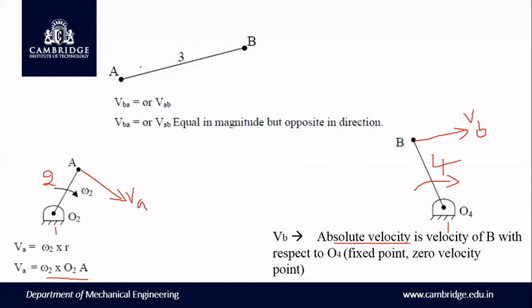Now if we come to link 3, we have 2 points A and B. The velocity of point B with respect to A is written as VBA, and the velocity of point A with respect to B is written as VAB. These two are equal in magnitude but opposite in direction. So link 3 gives us the relative velocities.